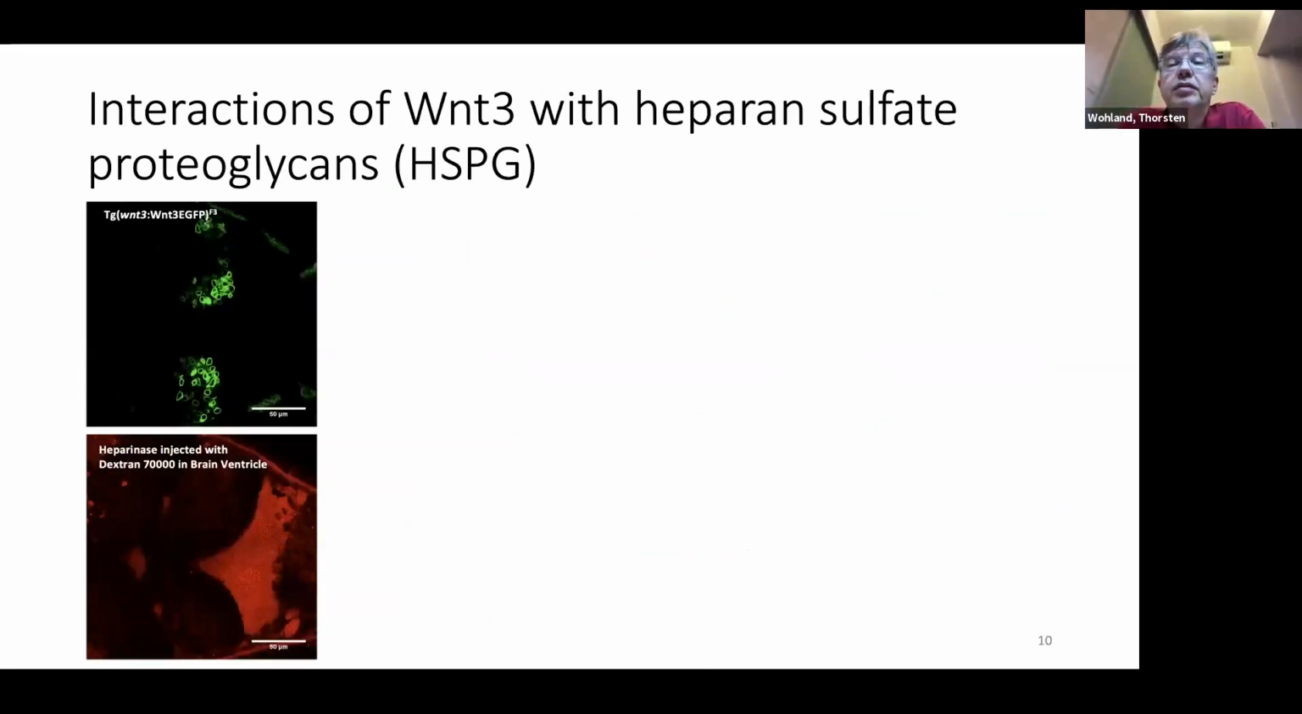Now, if Wnt3 moves in the extracellular space, the question is, how does it do that? Because it has lipidation, which means it's hydrophobic, so it's not easy to be in water. The typical assumption is that Wnt3 interacts with heparan sulfates, which allows it to hop on and hide its hydrophobic tail. If that is true, then if we remove these heparan sulfate proteoglycans, HSPG, with a molecule called heparinase, we should see a change of diffusion of Wnt3.